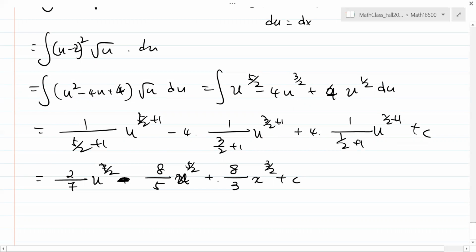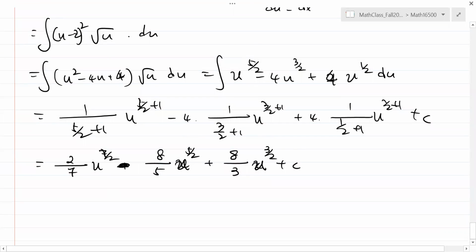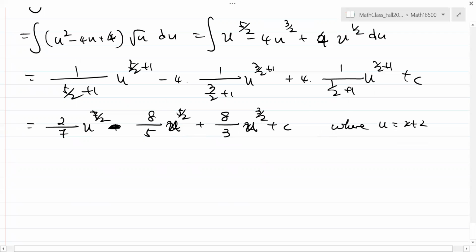Oh, that's the u. All right. If you don't want to put x back, you still have to say that we're using x plus 2. That's fine. But at least I have to indicate that.